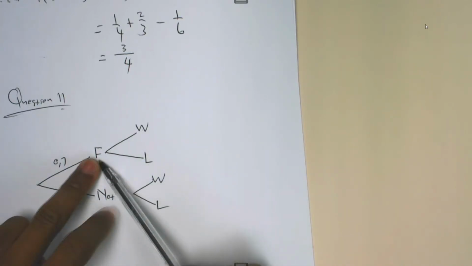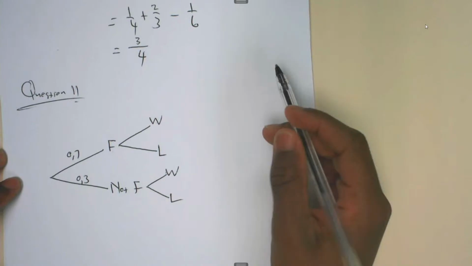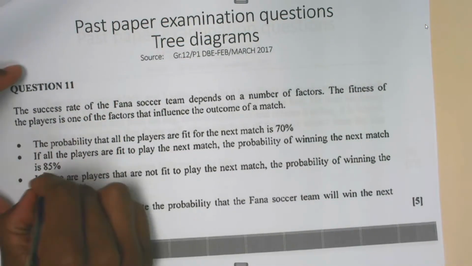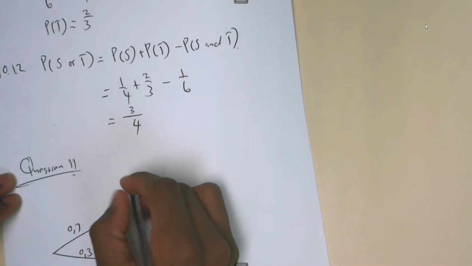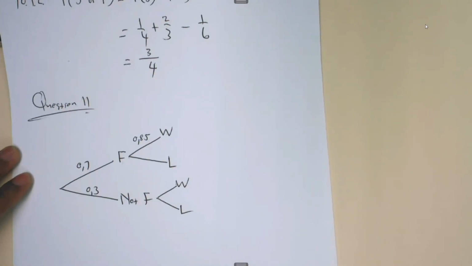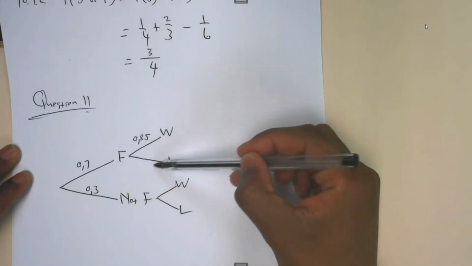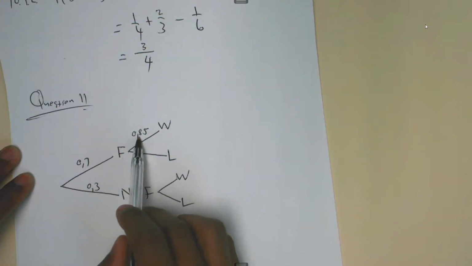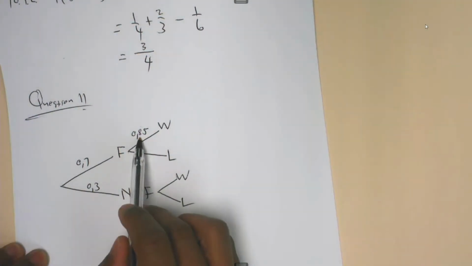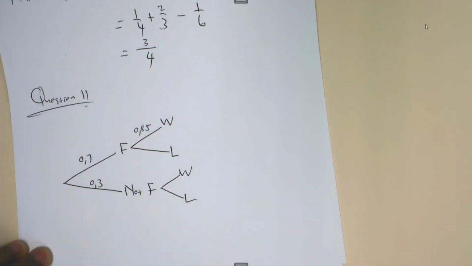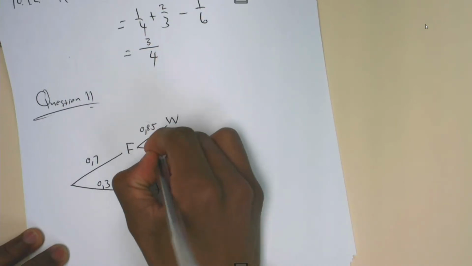When the players are fit, we were told about the probability of them winning the match, and the probability of them winning the match when they are fit was given as 85%. So winning the match when fit is 85%, so 0.85. And remember what I said about the probabilities of each branch. Probabilities of each branch add up to 1. So if you have 0.85 here, we subtract 0.85 from 1, and you'll be left with 0.15.